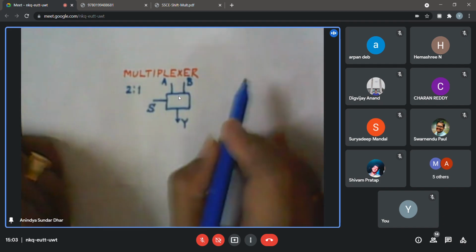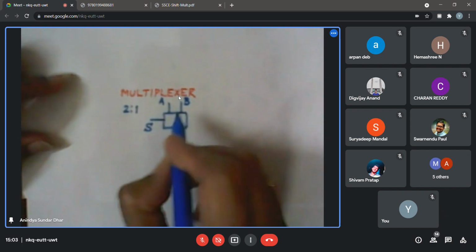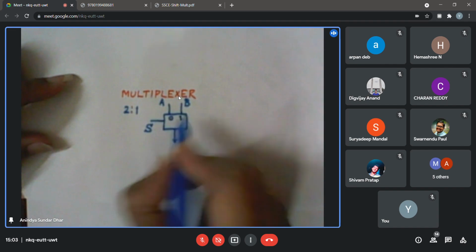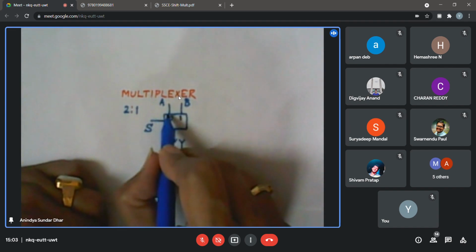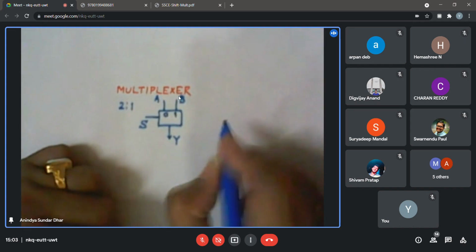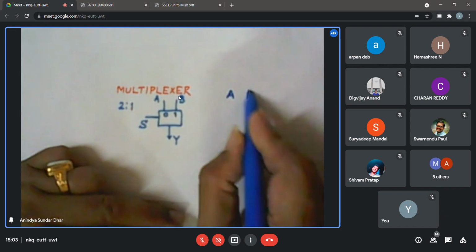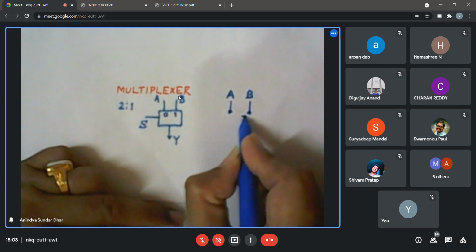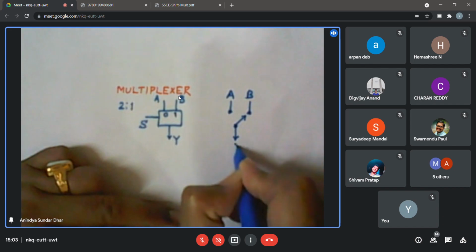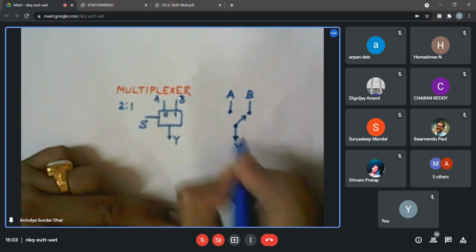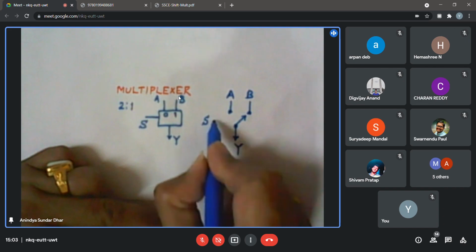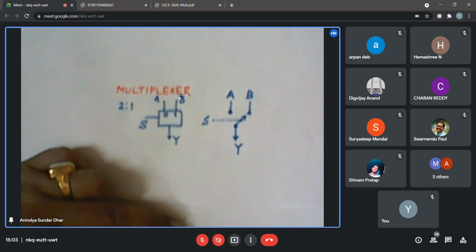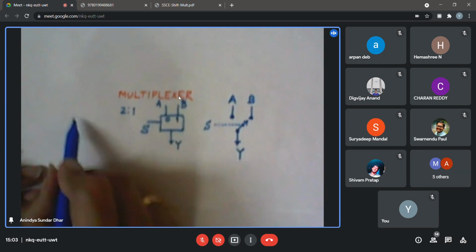If S is 0, then I may choose A. This is an unconventional notation: I'm putting a 0 and a 1 over here, indicating that if S is 0, I will choose this port, and if S is 1, I will choose the other port. So basically, I have two input sources, A and B, and a switch. I can choose either A or B and drive it to the output Y. The select line S chooses the position of the switch, whether it is connected to A or to B. That is basically a multiplexing operation.